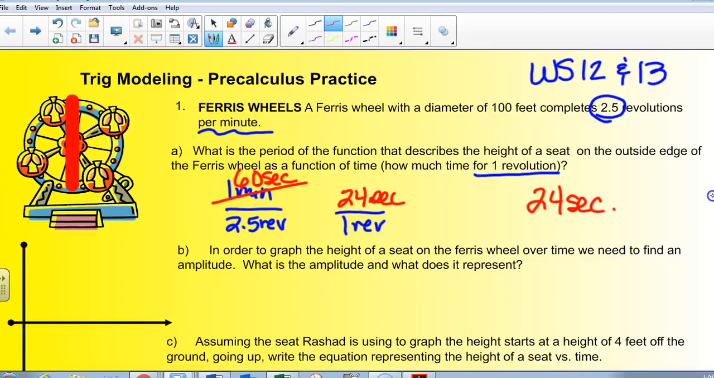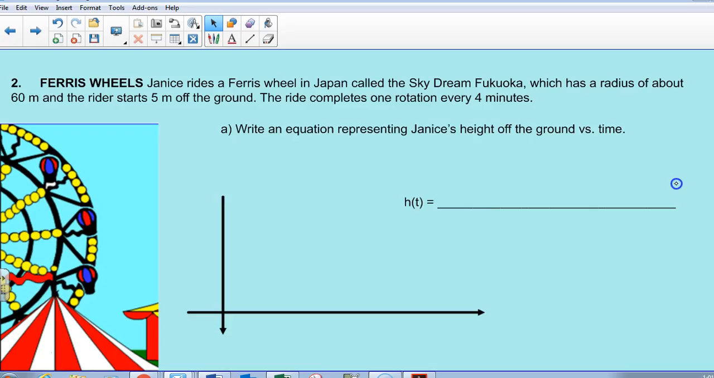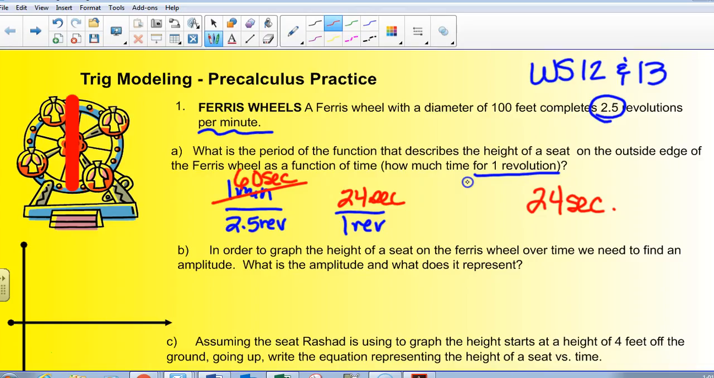What? Is that better? I thought that was a tricky question. Most, like the second question, it just tells you, I think. Yeah, it makes 1 rotation every 4 minutes, so the period's just 4 minutes on number 2, okay? Not as complicated. All right, in order to graph the height of a seat on the Ferris wheel, we need to find the amplitude. What is the amplitude of this, and what does it represent?